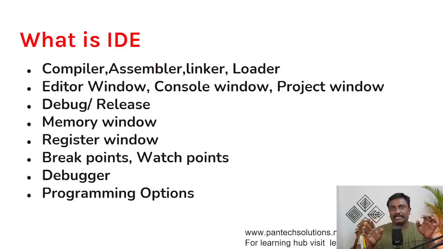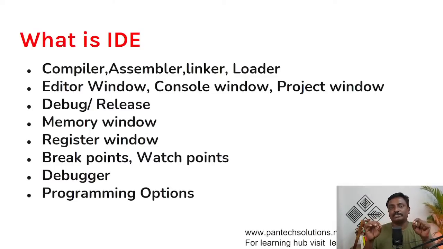Keil is a third-party developer. Third-party developers take open source compilers like the GNU compilers and integrate them to form an IDE, with compiler, assembler, linker, and loader together. It will have an editor window where you can type the C program, and a console window where you can see the output of the program.